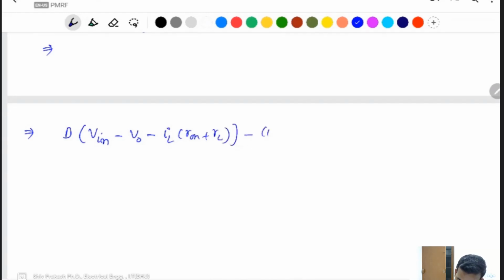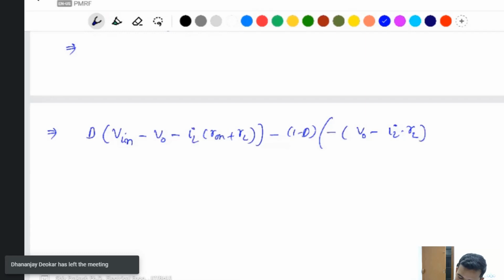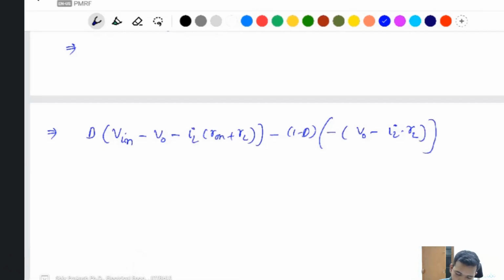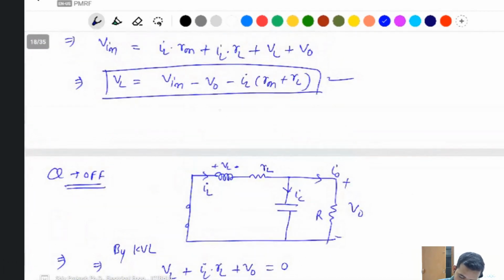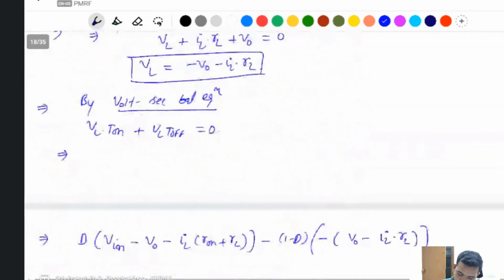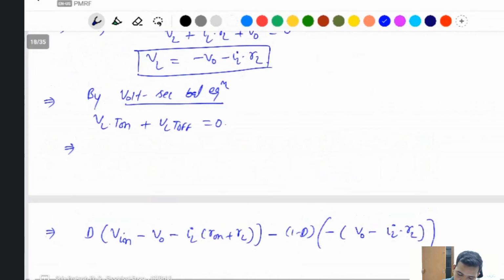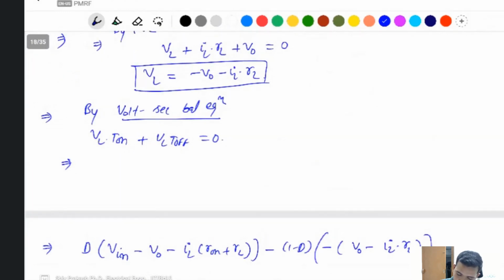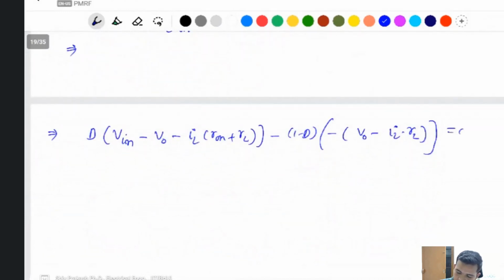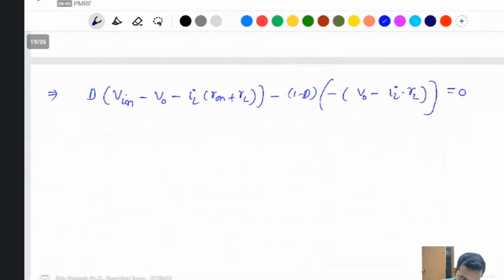Minus (1 minus D) into minus Vo minus IL into RL. So Vin minus Vo minus IL R on plus IL RL, this one multiplied by D, and 1 minus D times this one is equal to 0. Then find the output voltage.